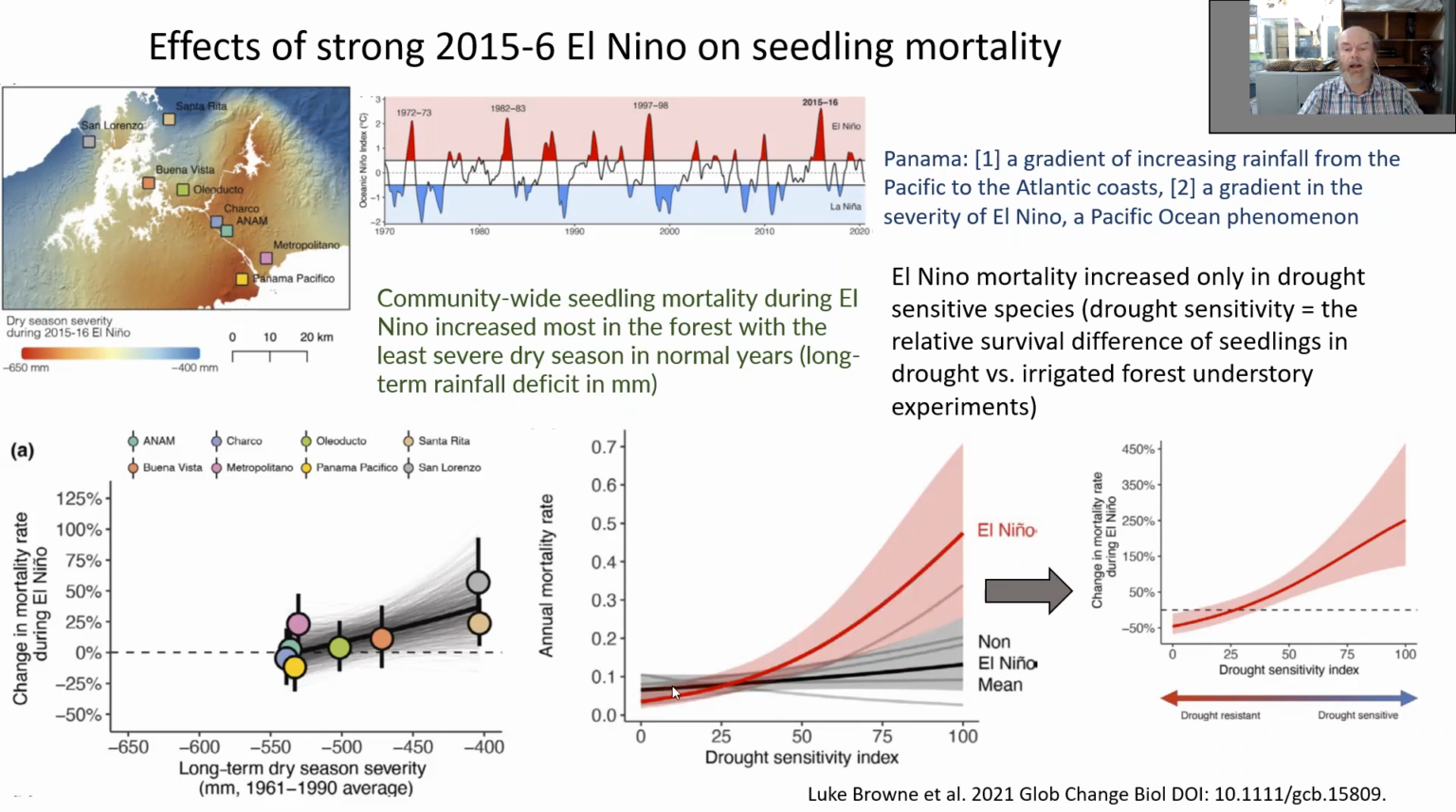And you see a very nice result here: of course, the tough species, which are used to dry conditions, nothing changed during the El Nino year, but the more accustomed you are to the wet season, the faster you die.